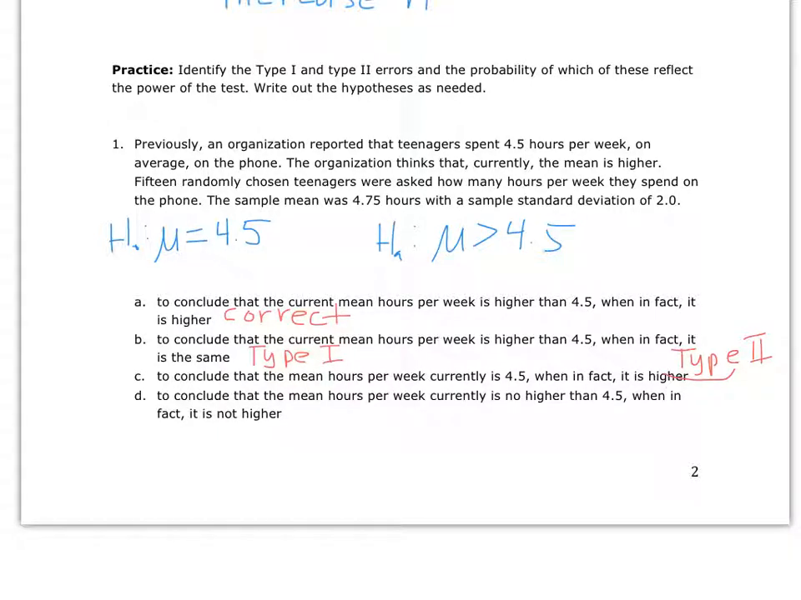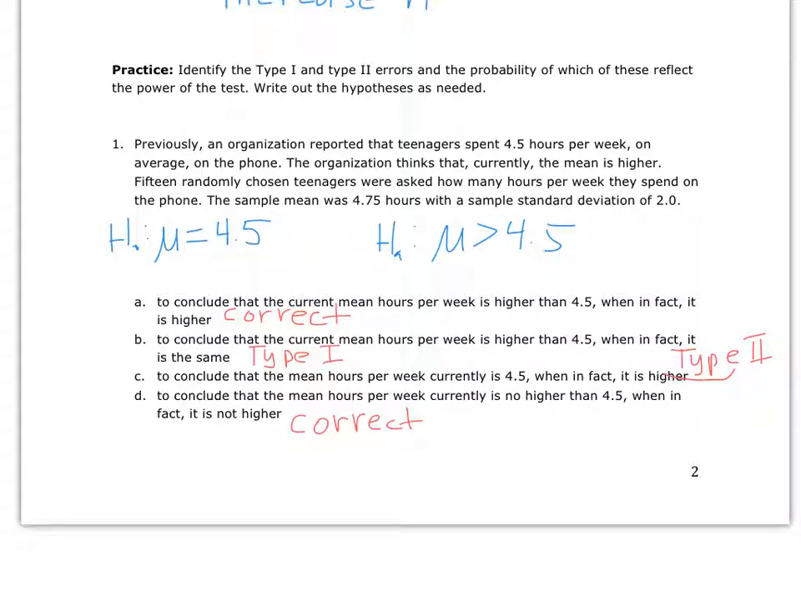All right, next one, to conclude that the mean hours per week currently is no higher than 4.5 when in fact it is not higher. Okay, that's a correct statement, or that's reflecting a correct outcome. To conclude that the mean hours per week is no higher than 4.5, or it's equal to 4.5, when in fact it is not higher. It is equal to.